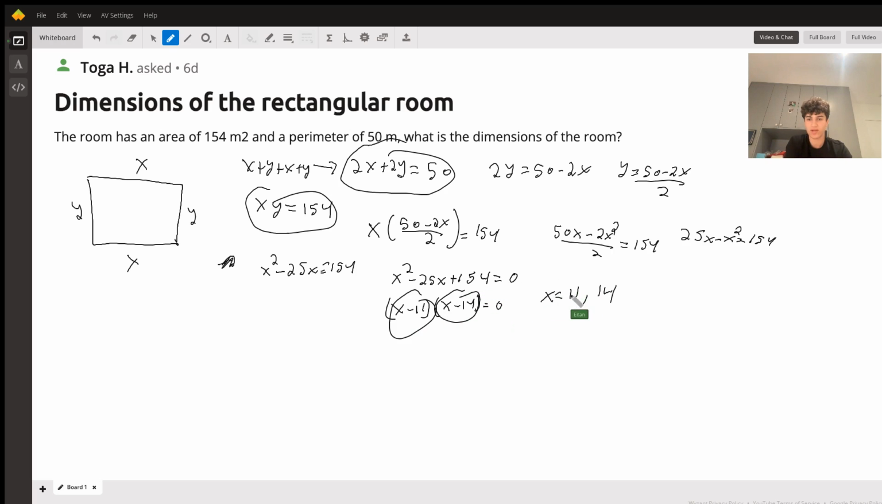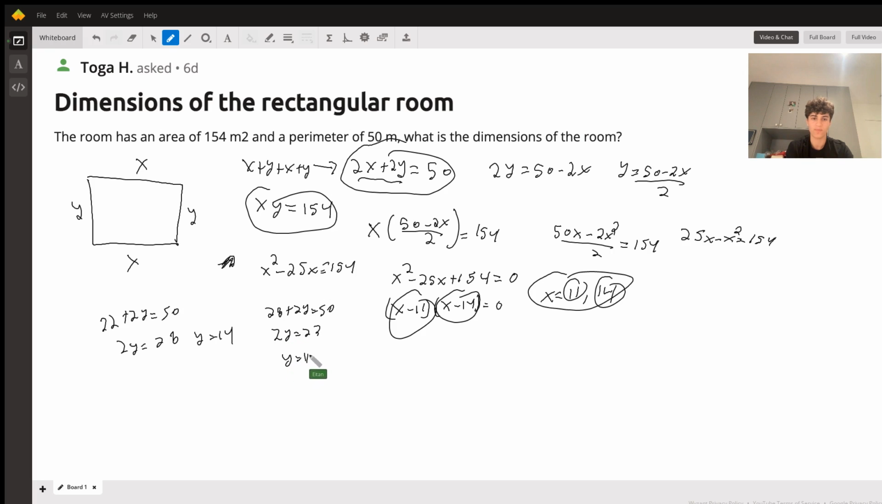And once we have that information right here, we can plug that in to this equation right here. And so we have 2x, so 22, using the value of 11, plus 2y equals 50. That means 2y equals 28, and y equals 14 when x is 11. And when x is 14, we have 2 times 14, so 28, plus 2y equals 50, 2y equals 22, and y equals 11. So we have a case where if x is 11, then y is 14, or if x is 14, then y is 11.